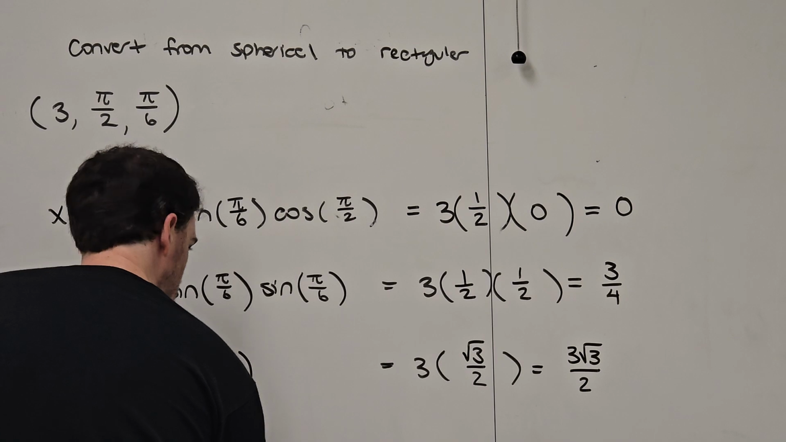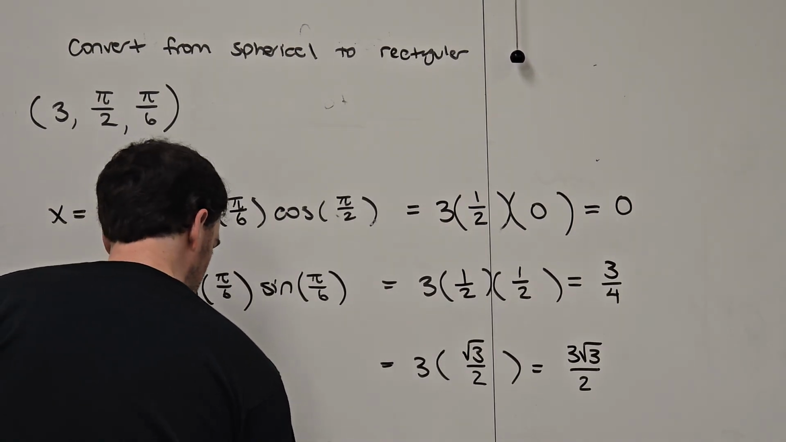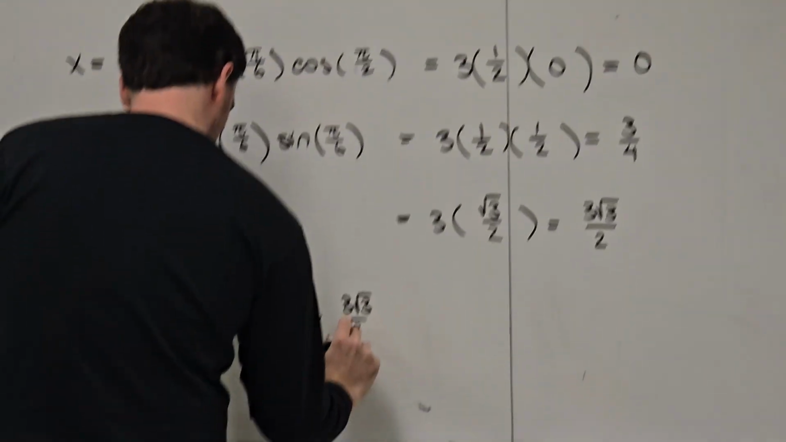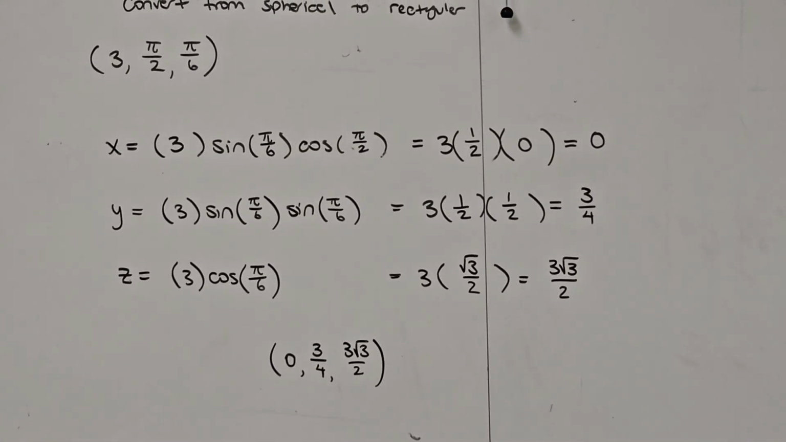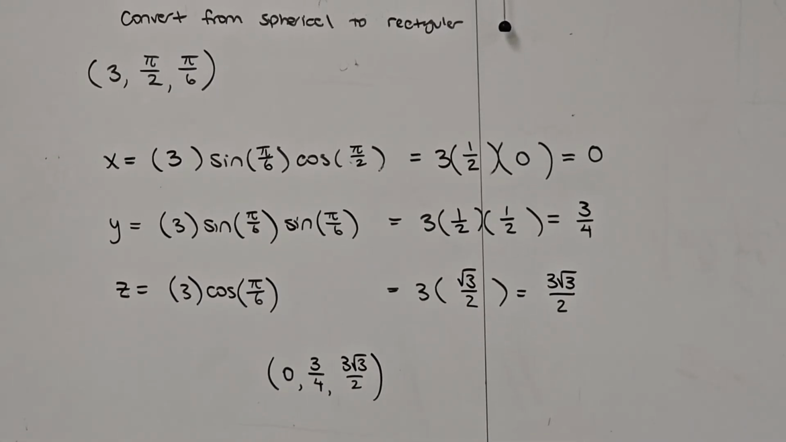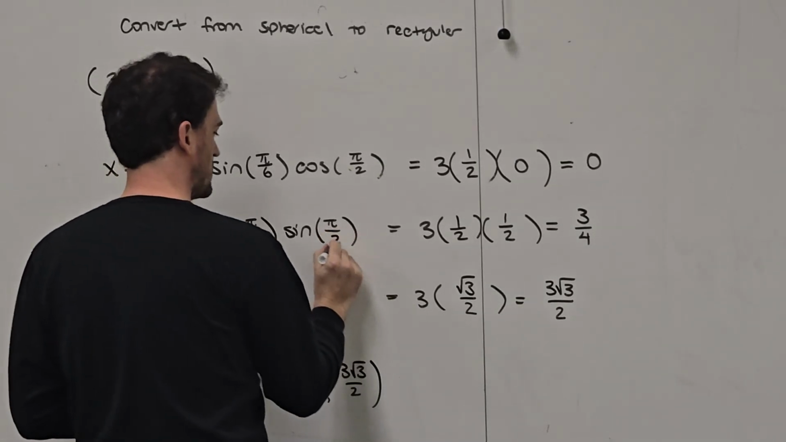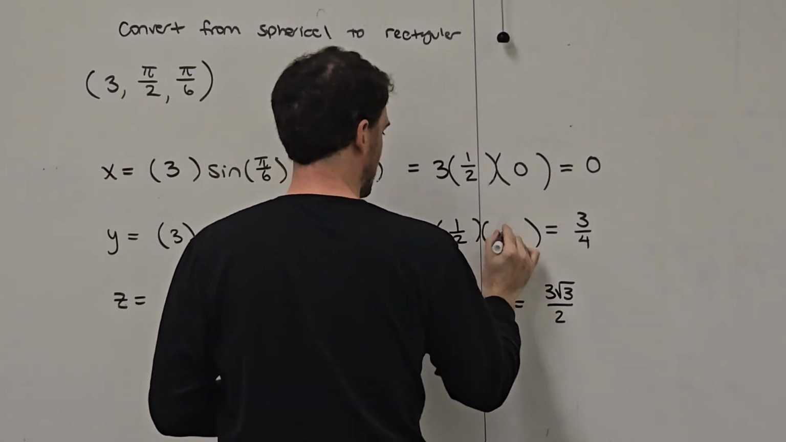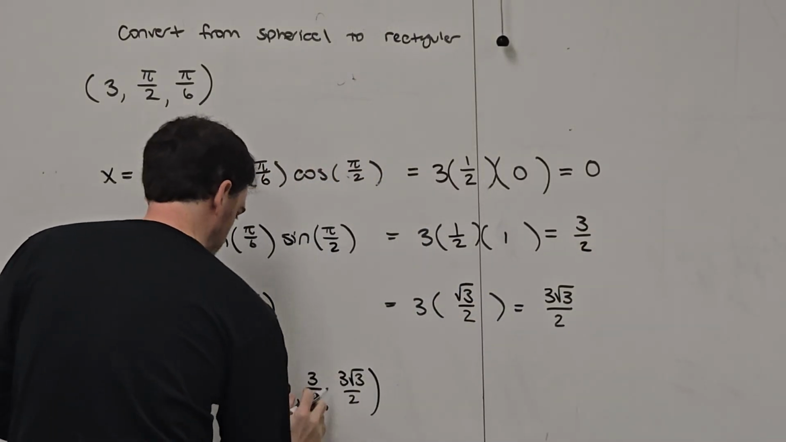So now we've got x, y, and z. For y, isn't it sine theta? Pi over 2 for sine. Yeah, thank you. And sine of pi over 2. So we get 3 over 2. 3 over 2. Okay.